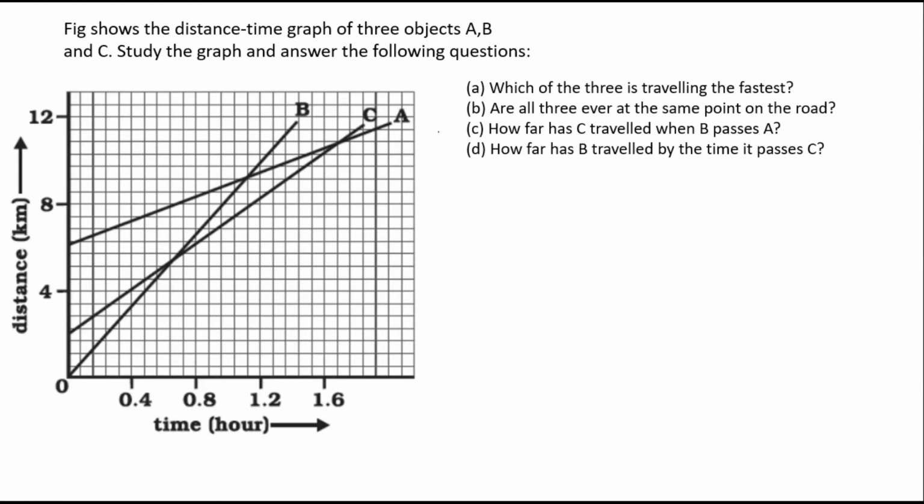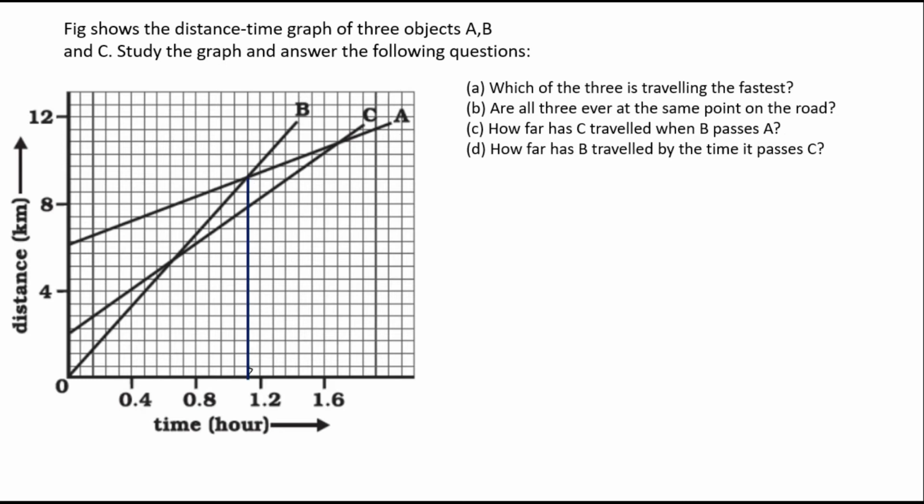And what is our next question? That is option C. How far has C traveled when B passes A? When B passes A, we have to find out the point at which B is passing A, and this is the point. There is an intersection between B and A here. The question is, at this particular point, how much has C traveled? How far has C traveled when B passes A, right? So you can mark this point.